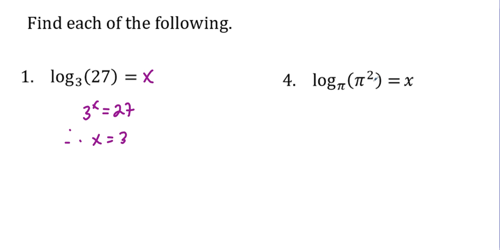Now, I can have my rule memorized where we have base here, and this is the same thing. I can move that 2 to the front, call that 2 log of pi is equal to x. That just cancels to 1, so x is equal to 2.